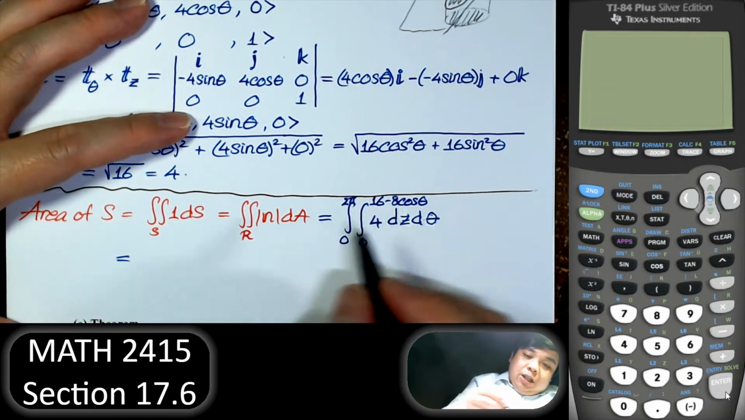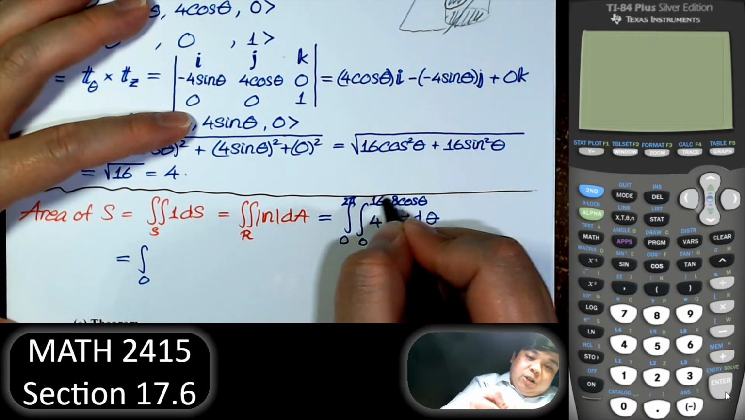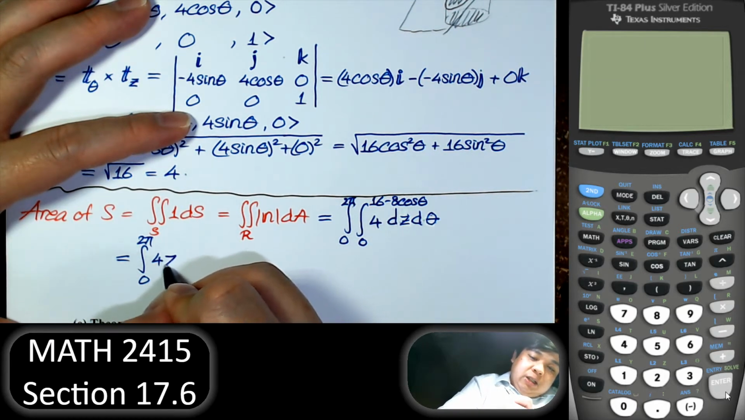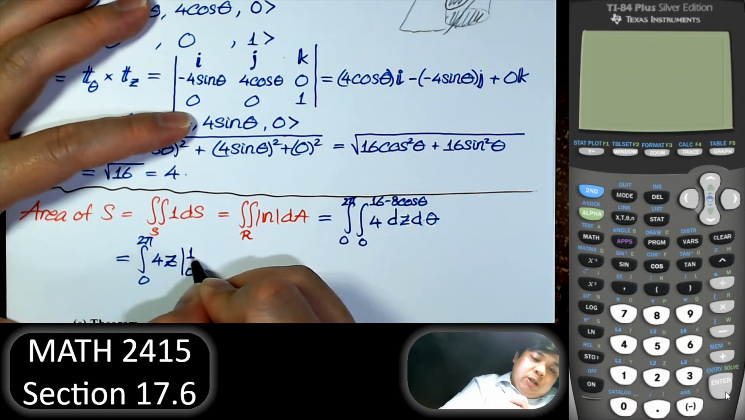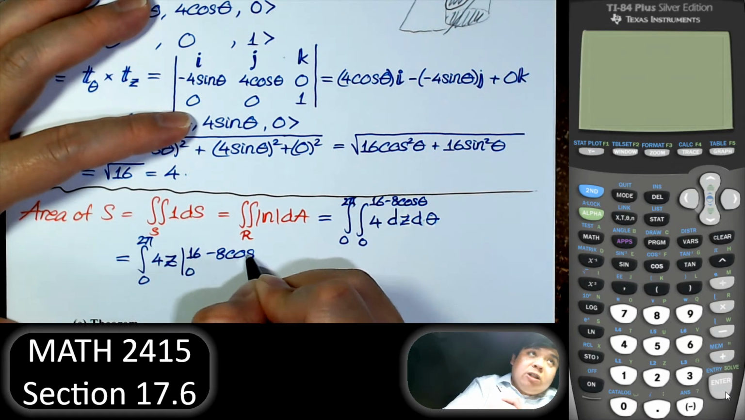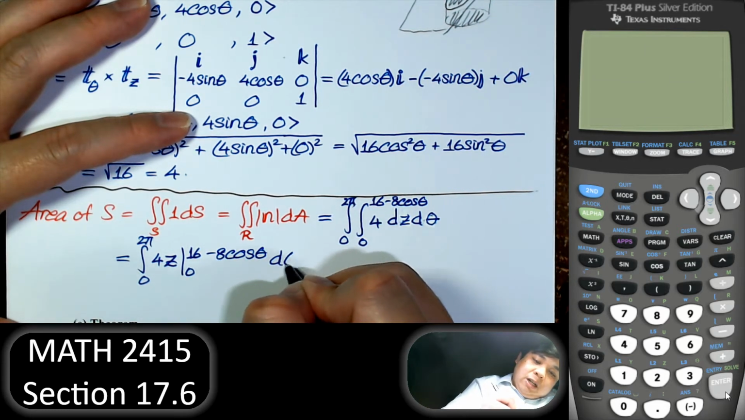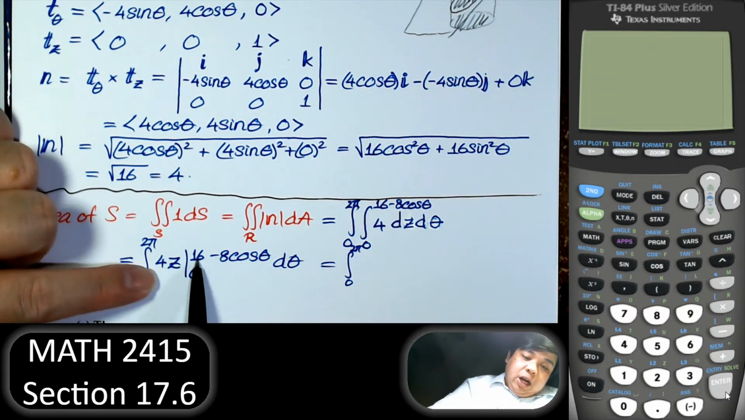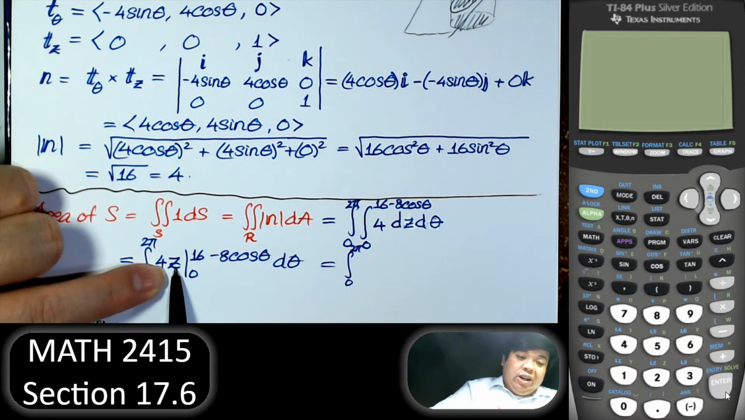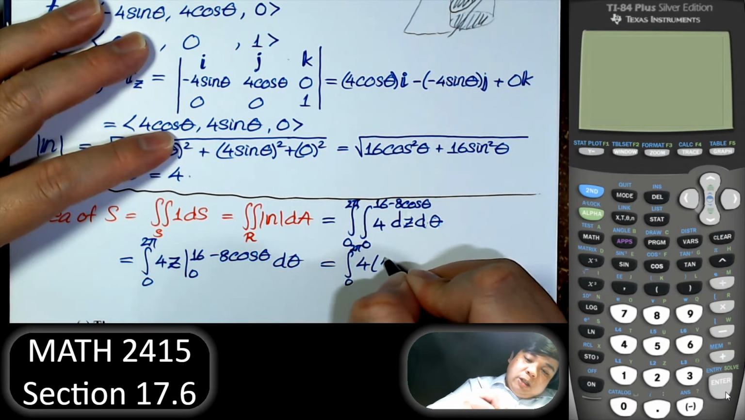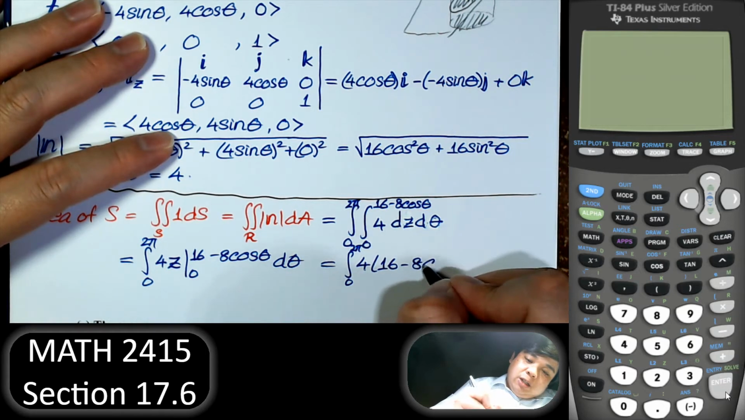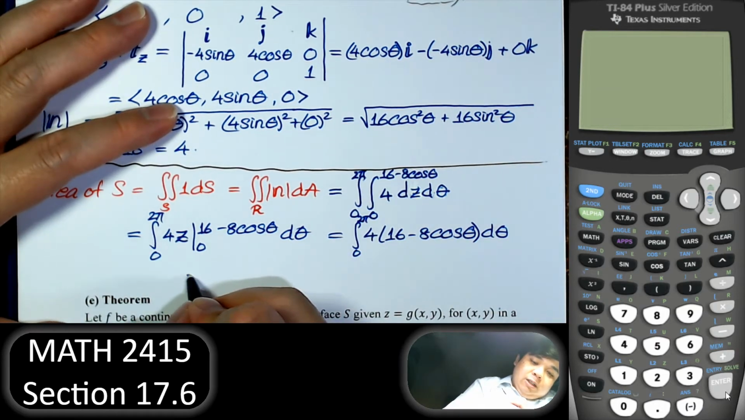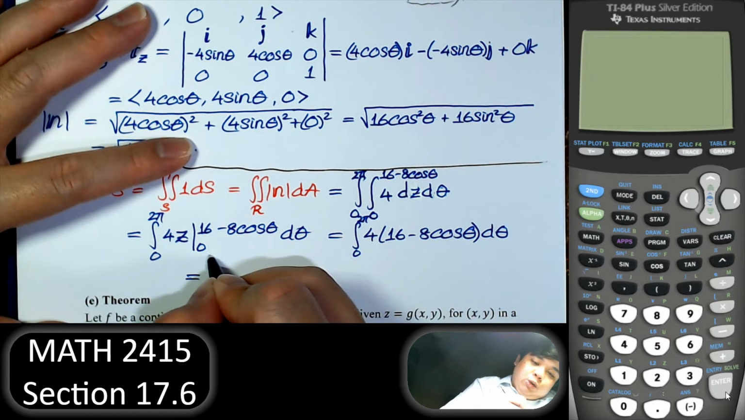Right? So this is not for Fubini's theorem because we don't have constant limits. So we have 4z going from 0 to 16 minus 8 cosine theta, d theta, from 0 to 2 pi. Put this in for z, we have something. Put 0 in that, we have nothing. So 4 times 16 minus 8 cosine theta d theta, from 0 to 2 pi.